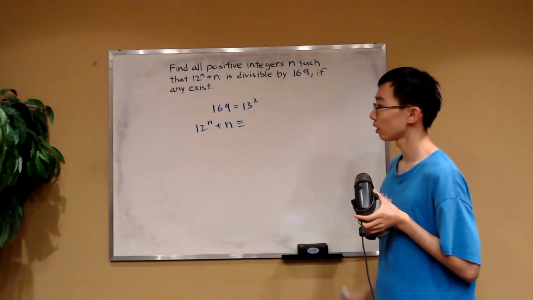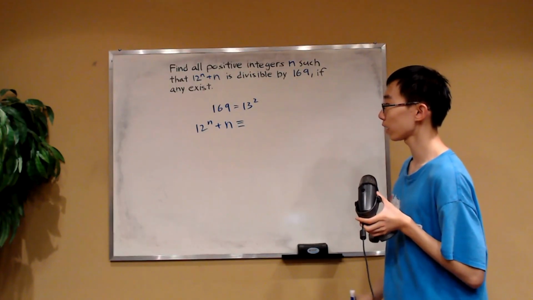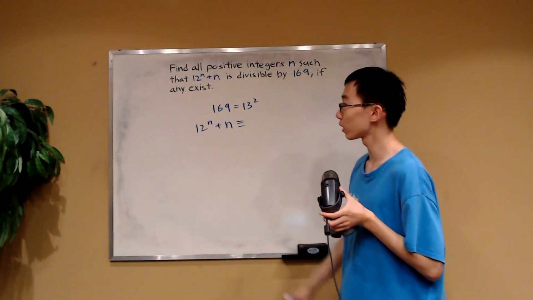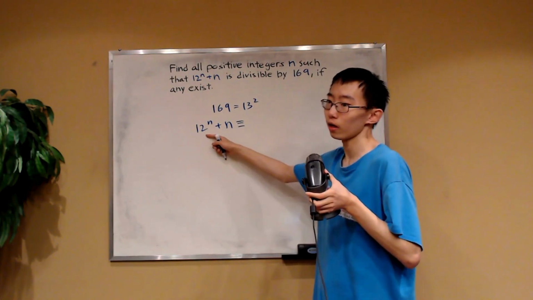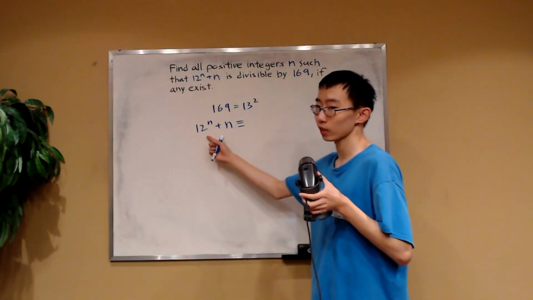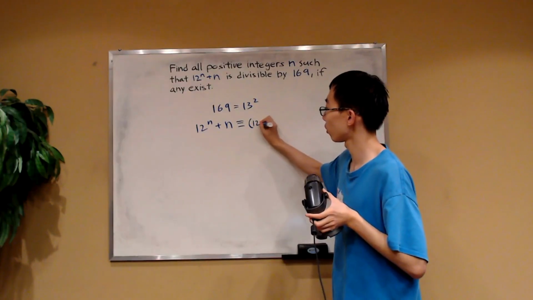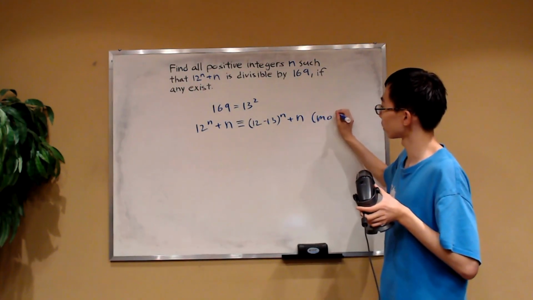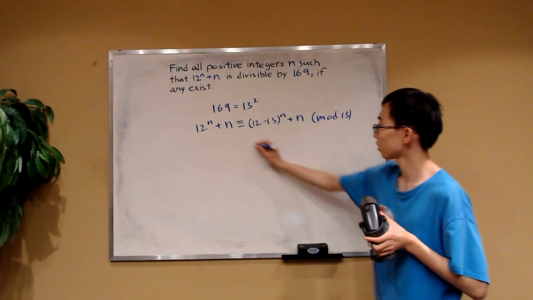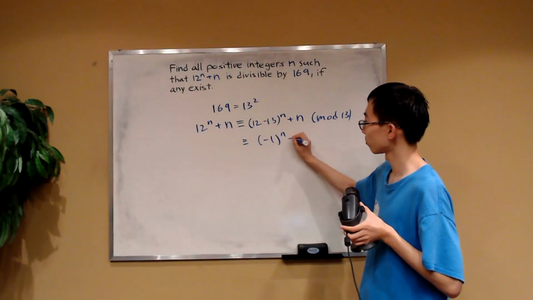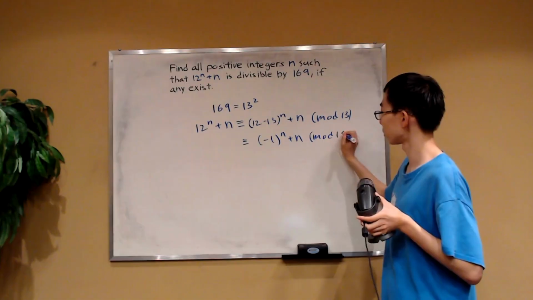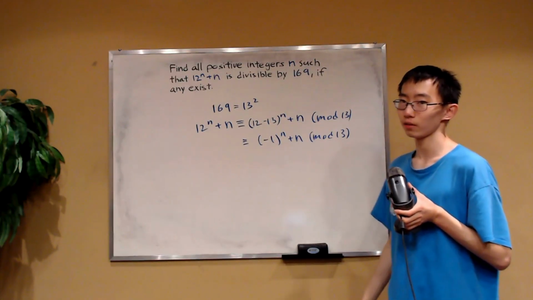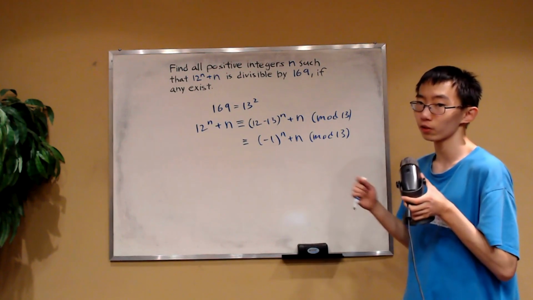be congruent to? Well, in modular arithmetic, you can actually mod the base of any exponential expression. So you see this 12 to the n over here, you can subtract this 12 or add this 12 with any multiple of 13. So in this case, we can subtract 12 by 13. So this will become (12 minus 13) to the n plus n. And obviously it's congruent in mod 13, right? And this expression is just equal to negative 1 to the n plus n mod 13. This looks a lot simpler because we have negative 1 to the n, and maybe we can consider whether n is even or odd.